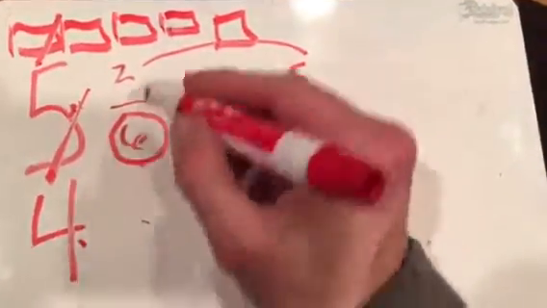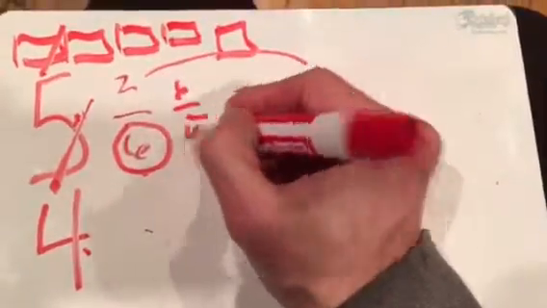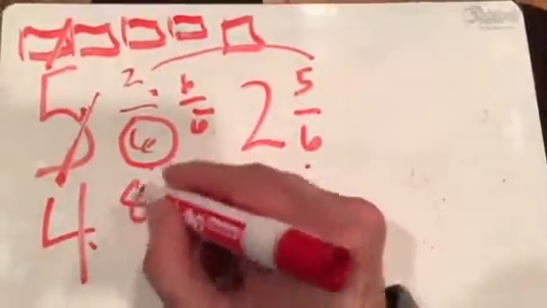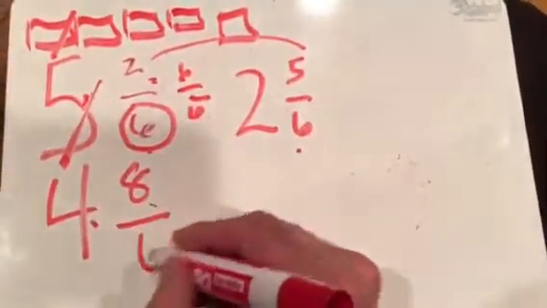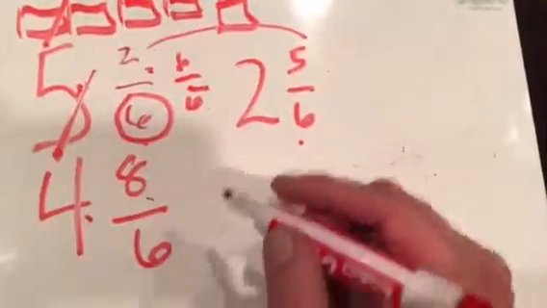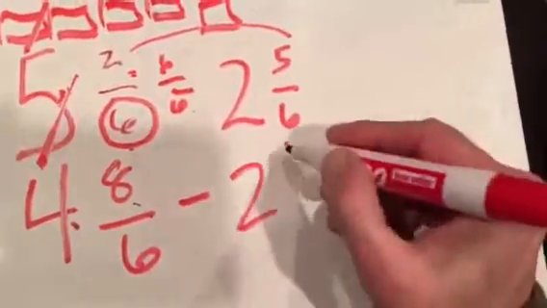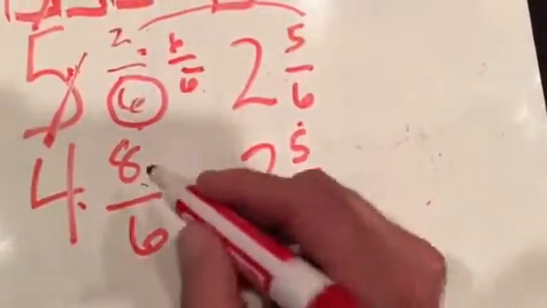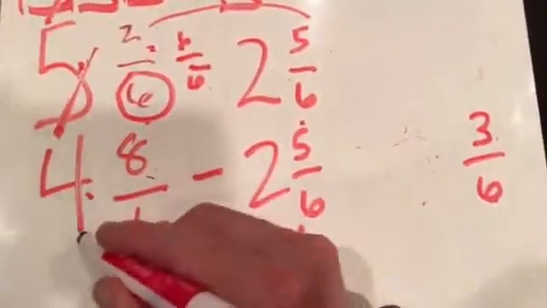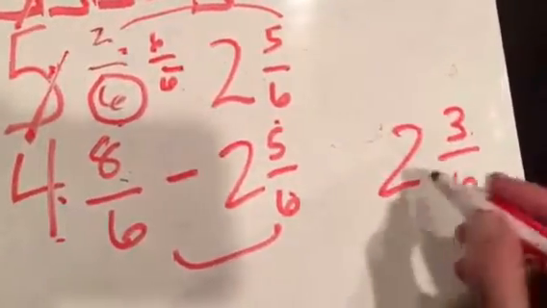So I take that 6 sixths, where I traded that, and I just add that to the 2 sixths. And so this becomes, just like we did at the very beginning, 8 sixths. And yes, it's improper, but we need that for our subtraction. Minus the 2 and 5/6, that doesn't change. Now we can subtract the fractions. So we have 8 minus 5 is 3 sixths. And then we just take this 4 minus 2, and it's 2 and 3/6.